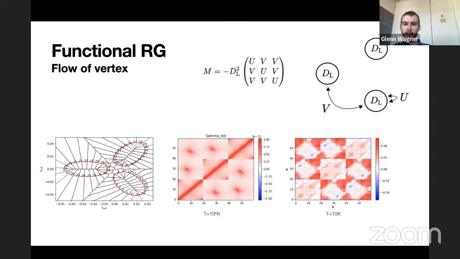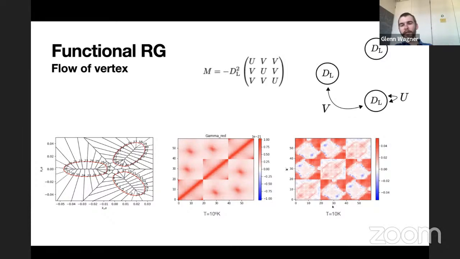And the thing you see at 10^6 Kelvin, where we start off our RG flow, is that the interaction is strongest along the diagonal. This is the red region along the diagonal. And this is exactly what I was showing you in this 3x3 matrix. Basically, the U is on the diagonal, the V is on the off-diagonals, and the U is larger than the V, hence the eigenvalue is negative, hence there's no superconductivity.